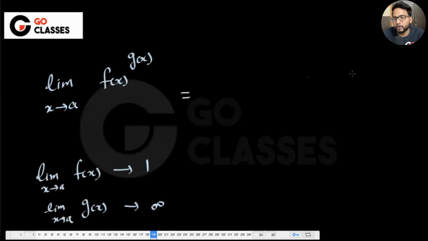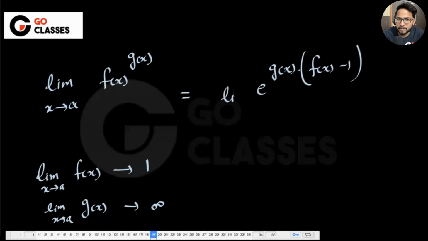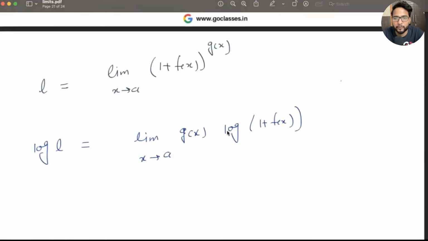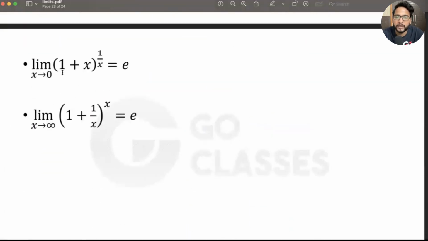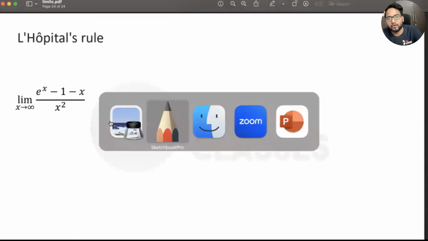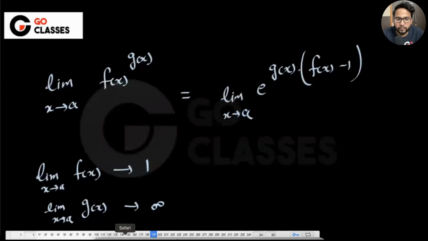In that case, what you will be doing is e power g(x) into f(x) minus 1, right? Whatever the function was. Earlier it was 1 plus f(x), that's why it was just f(x). And then this is limit x tends to a. So now let's solve many questions using this particular formula. In GATE also they have asked this, that's why I'm saying this is a little important. Here, as you can see, this is 1 upon infinity, so you can take this 1 upon x outside. So let's now go to our slide and solve a few of the questions.